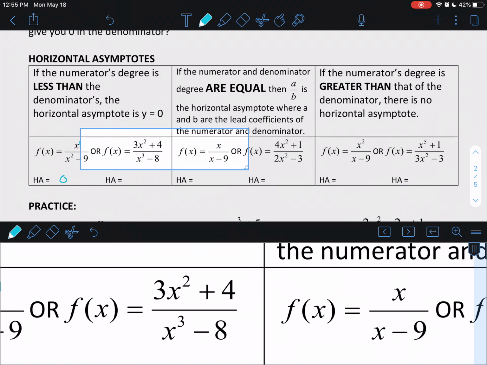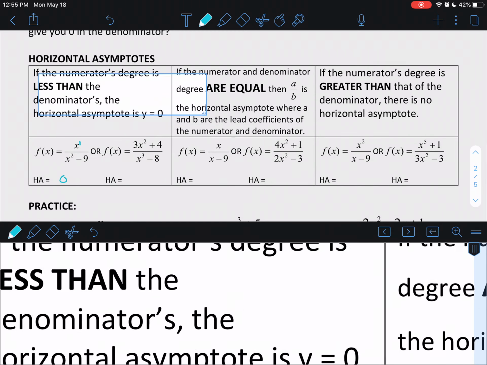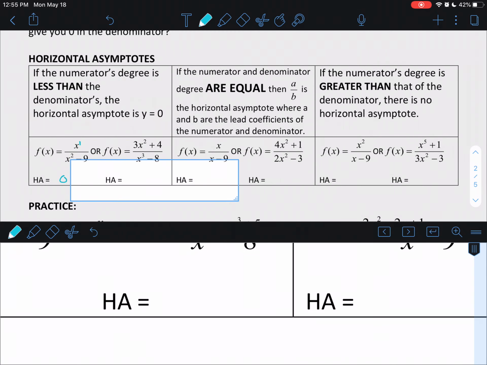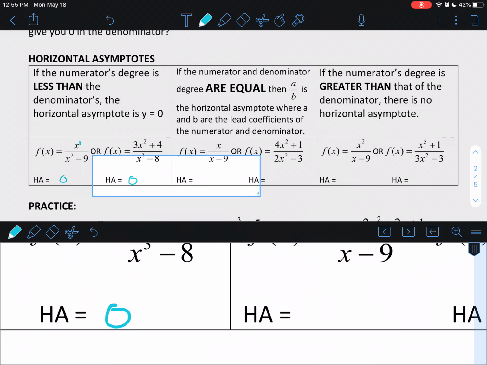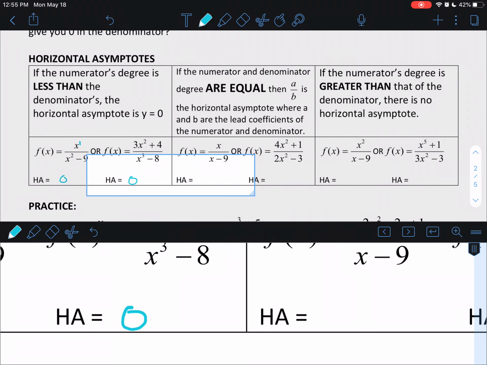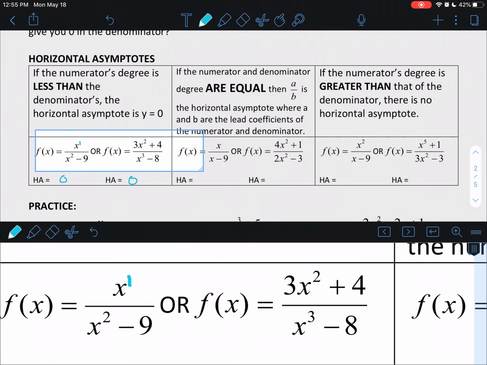And the same here, we have 3x squared over x cubed. I don't care about anything else after that. All I care about is that x squared and that x cubed. And I see that the 2 is less than the 3. So since it is less than, the horizontal asymptote is 0, once again. So that's the first case, if the numerator's degree is less than the denominator's.